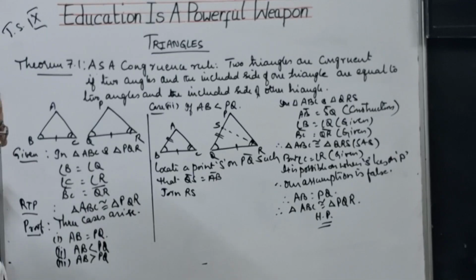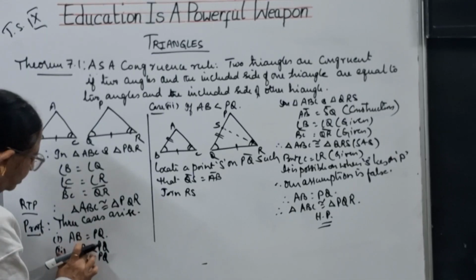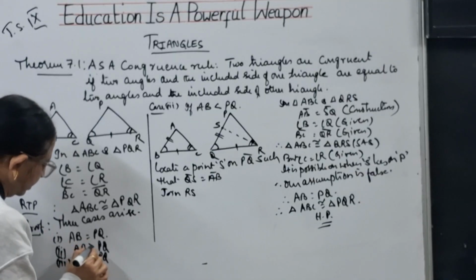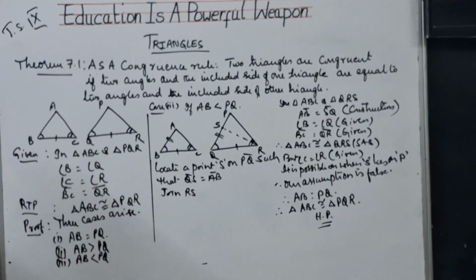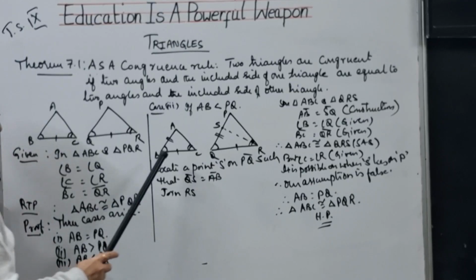So I think I have proved AB is greater than PQ first, children. Let me write AB is greater than PQ and AB is less than PQ. Because in case 2 I have taken greater than, here also we will take them in order. AB is greater than PQ. So let us see the first one, AB is equal to PQ.